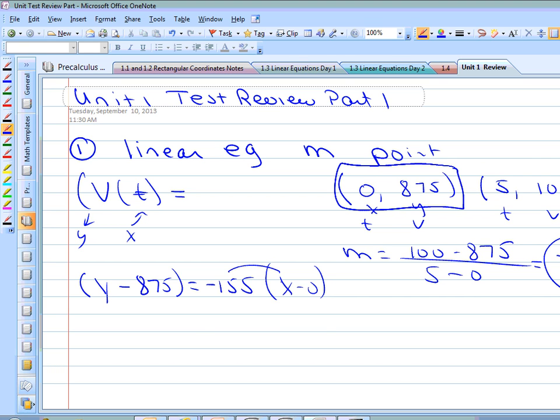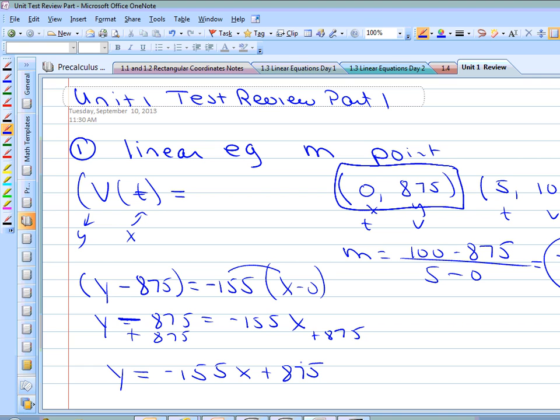form. We would distribute the 155, so we would have y minus 875 equals negative 155x. And then we would, of course, add the 875 to clear it and solve for y. So our final answer here is y equals negative 155x plus 875. And that's the linear equation representing value over time.